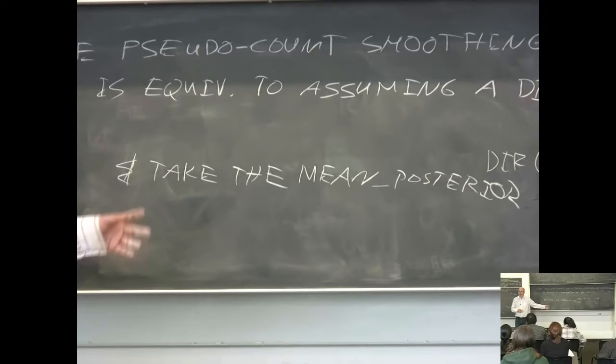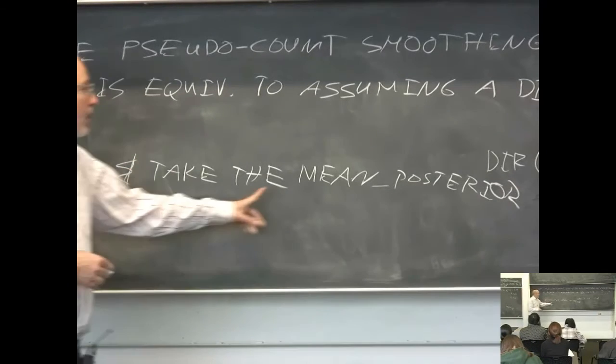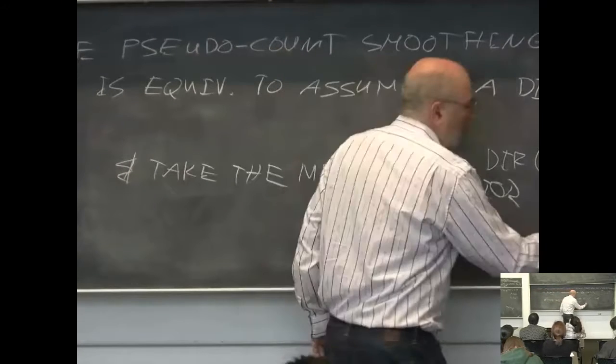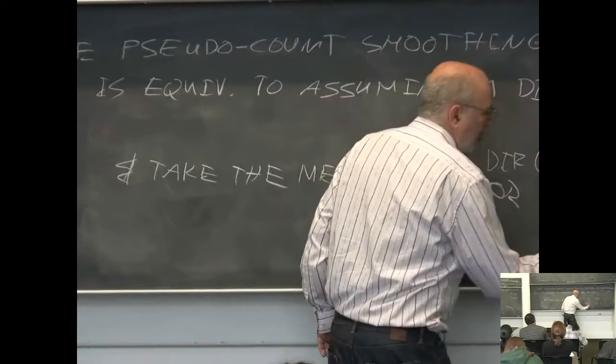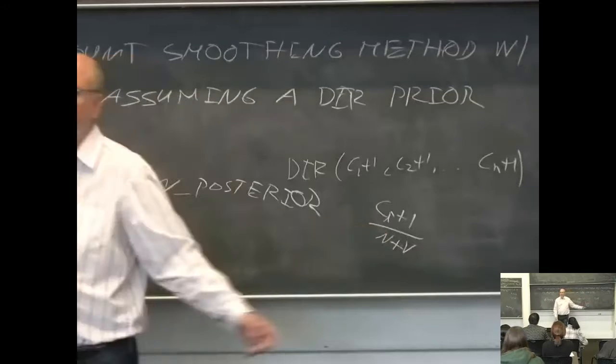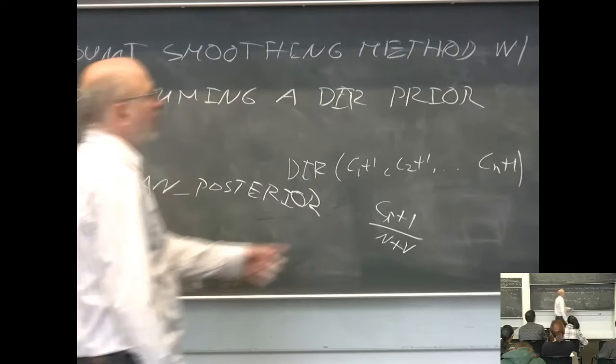So if you chose to start with a Dirichlet and you then provided the mean of the posterior, that mean would be Ci plus 1 over n plus v, normalized. And that's what the pseudocount method does. So the pseudocount method, which everybody uses sort of naturally, can be interpreted as assuming a particular prior. If you use it with pseudocounts of 1, the prior you're assuming is this prior.